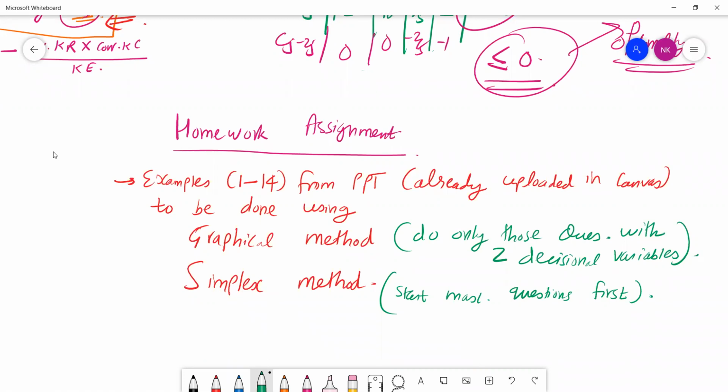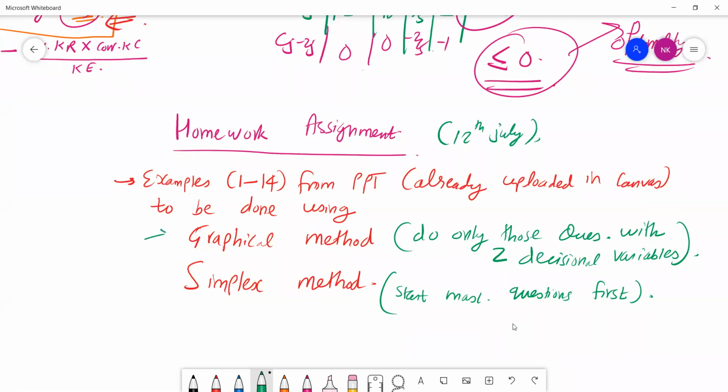So you start doing this homework assignment, and for the submission of this assignment, I hope 1 week is quite enough. I should be keeping the submission date to 12th July.